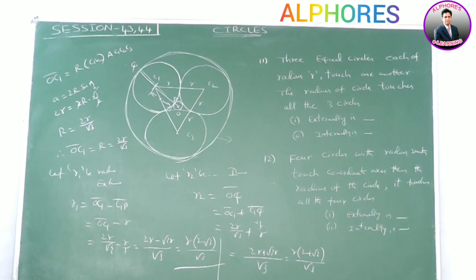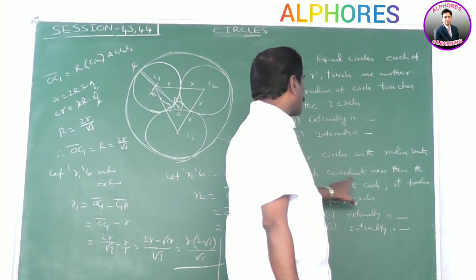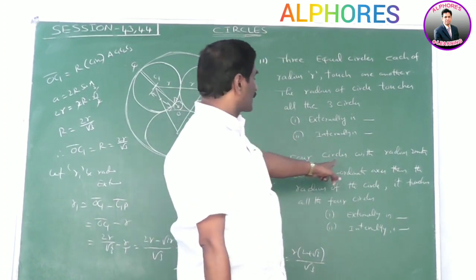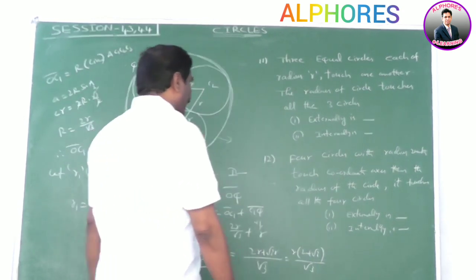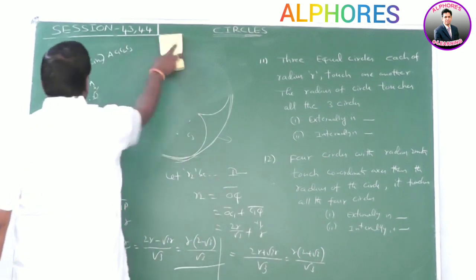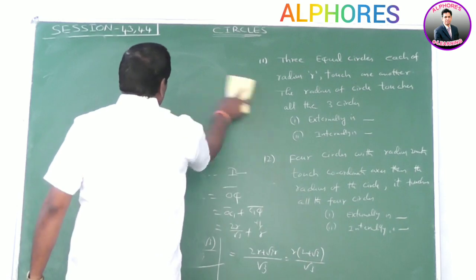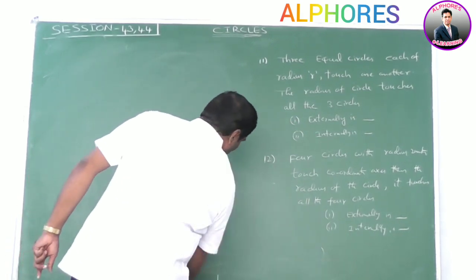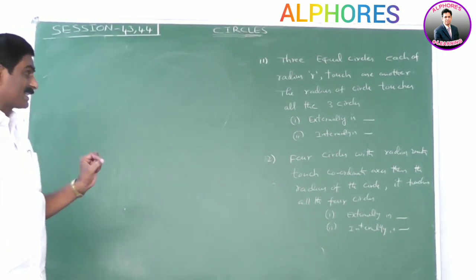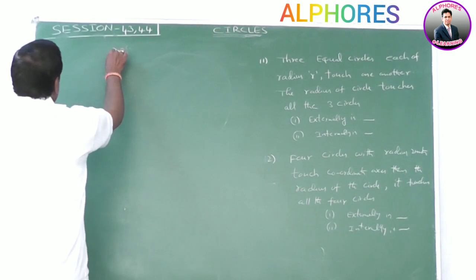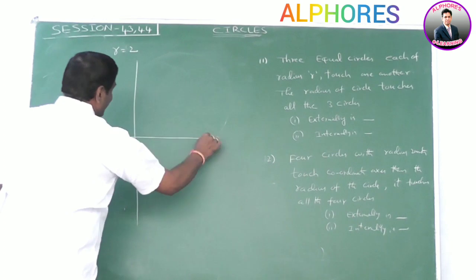Next, the 12th one. 4 circles with radius 2 units touch the coordinate axes. Then find the radius of the circle which touches all the 4 circles, first one externally, second one internally. Here there are 4 circles, the radius of each circle is equal to r, which is equal to 2 units. These 4 circles touch the coordinate axes.